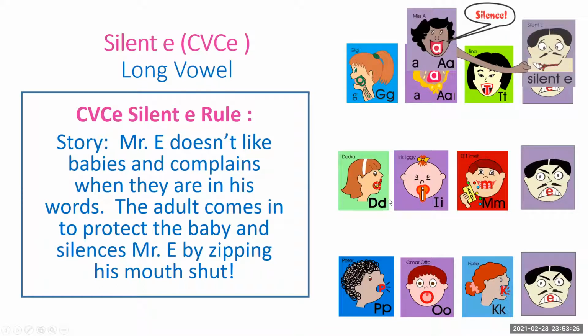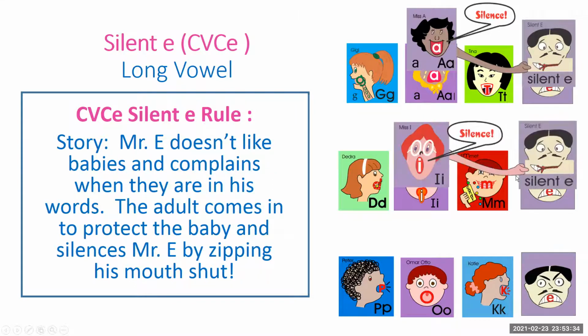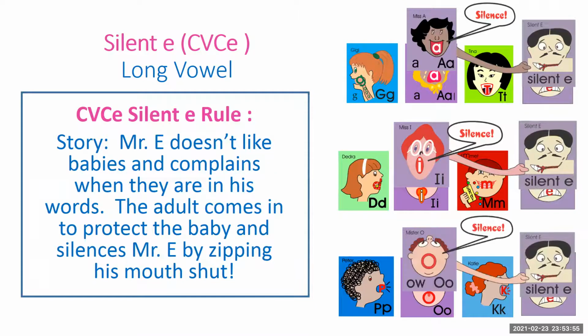Next word, d-i-m-e. I don't like babies. They make noise and they spit up carrots. I don't like them in my words. And the grown-up comes in and says, silence, Mr. E. And then she makes the sound dime. In the last word, same pattern. P-o-k-e. I don't like babies in my word. Get that baby out of my word. He just keeps making noises. And the grown-up comes in and says, Mr. E, you be silent. So the word sounds out poke.